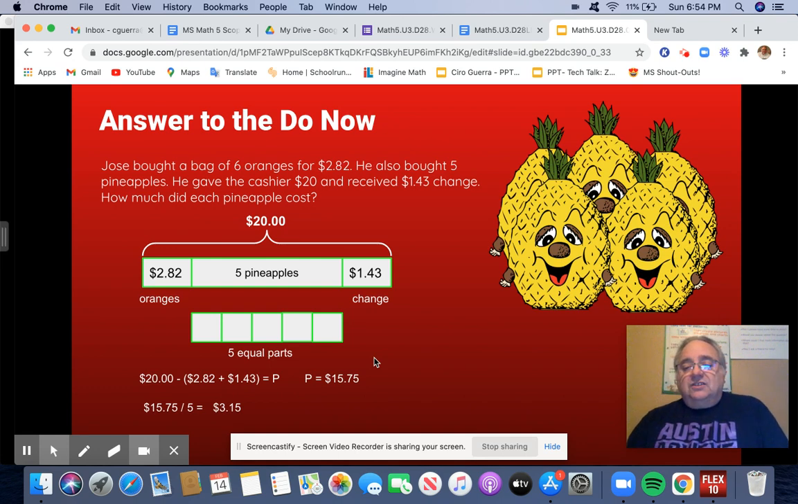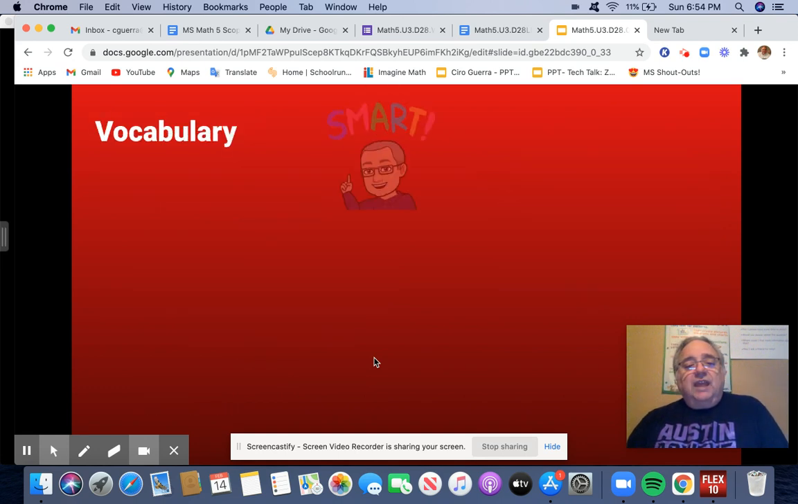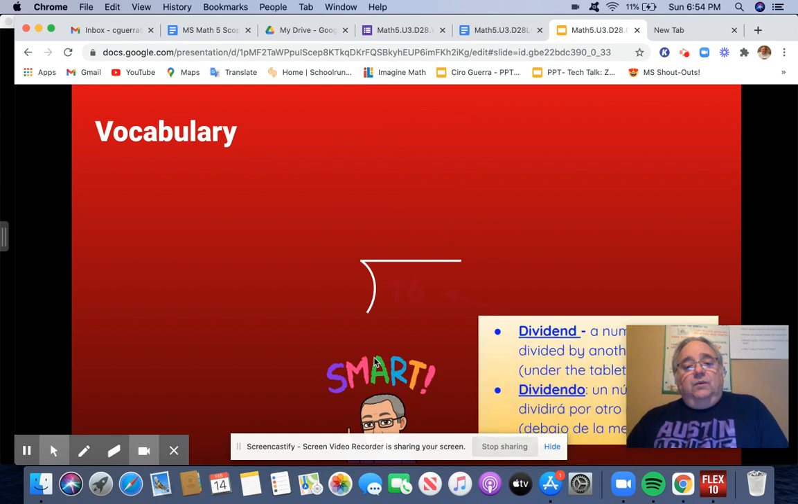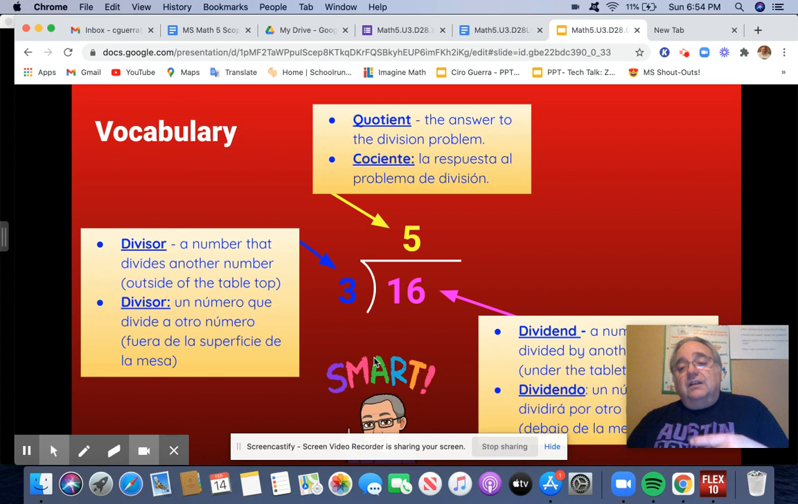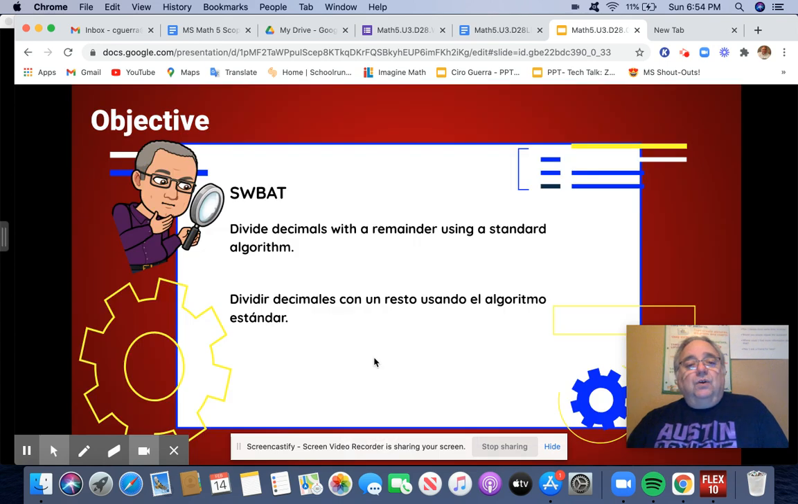And let's go ahead and get started. We're going to quickly go over vocabulary. What's inside the tabletop is called the dividend. The number outside the tabletop is the divisor, and the answer, which is my favorite, the quotient. Going to give you about 5 more seconds to look at this. And we're going to go over our objective.